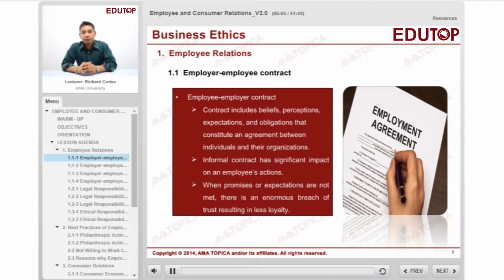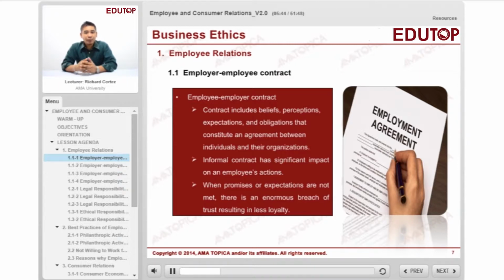Now, for the first agenda entitled Employee Relations, we have the first subtopic. We call that the employer-employee contract. We define that as a contract that includes belief, perception, expectations, and obligations that constitute an agreement between individuals and their organizations. So the employer and the employee have a contract that pertains, of course, to the employment, the belief, the perception, and the specific jobs of the employee to be rendered to a certain organization.